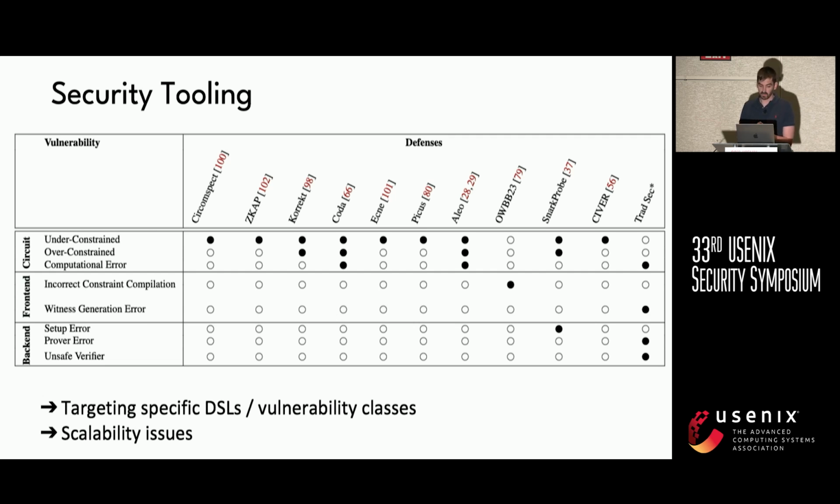Unfortunately, not much has been done in frontend and backend. In frontend, there's a really nice paper by Alex Ozdemir about miscompilations, basically when you try to go from your field down to your constraints. And also people have tried to use traditional security tools, but unfortunately it's pretty difficult to solve the oracle problem when you use a traditional fuzzer, for example, to find that kind of vulnerability.